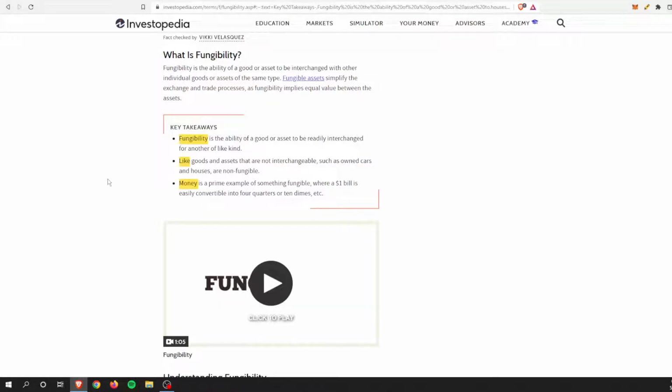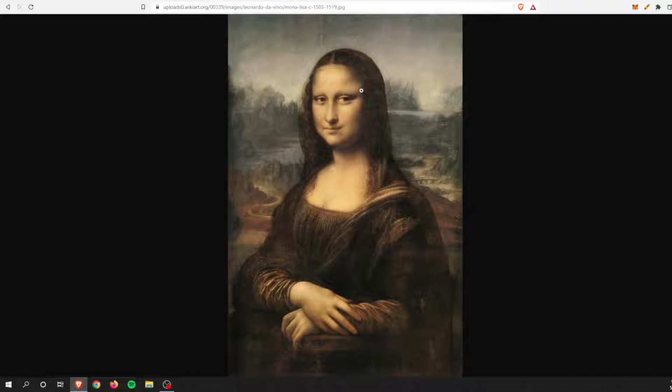But like goods and assets that are not interchangeable, such as owned cars and houses, are non-fungible. So another way to think about that is artwork. So the Mona Lisa, there is one out there. There's a lot of copycats, but there's only one true Mona Lisa that can be verified and identified. So that is something that is non-fungible. So those are the differences.